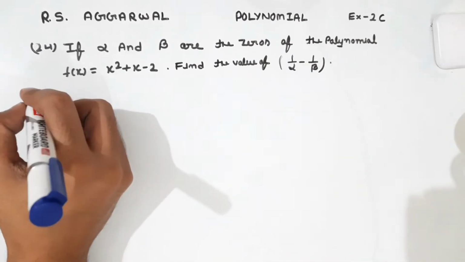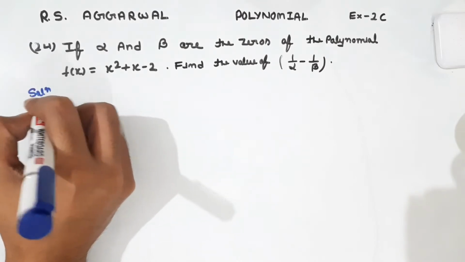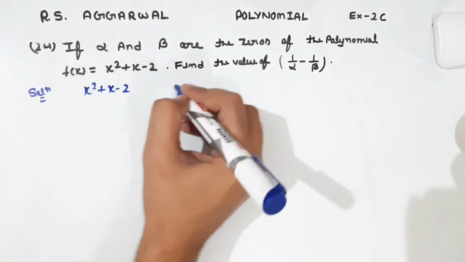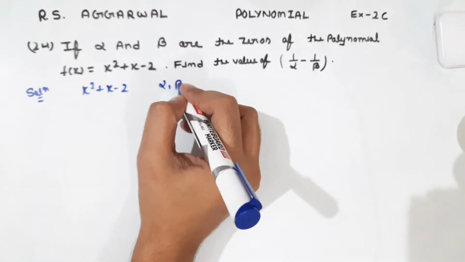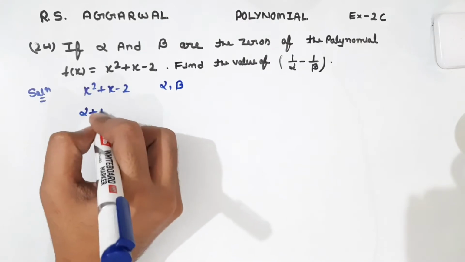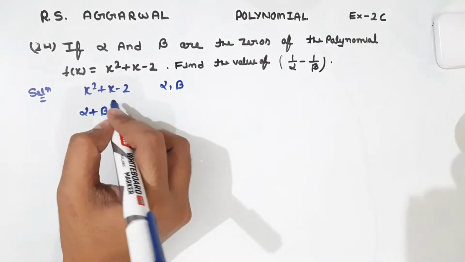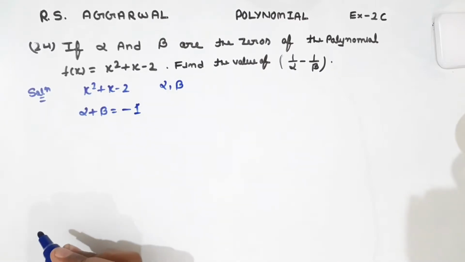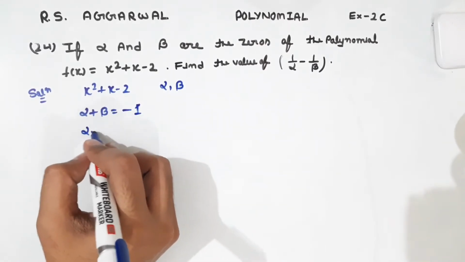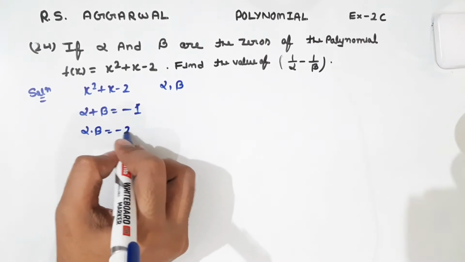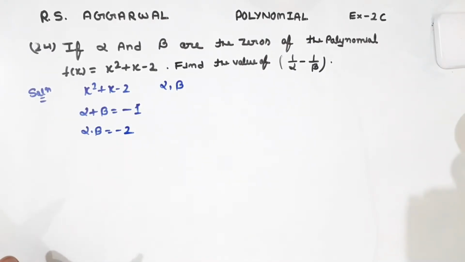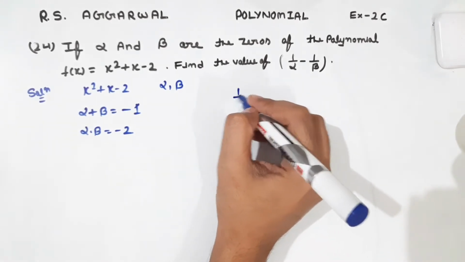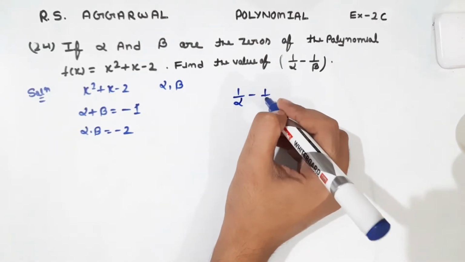So in this problem, we have a quadratic polynomial x square plus x minus 2 whose zeros are alpha and beta. So sum of zeros will be equal to minus b upon a, so minus 1, and product of zeros will be equal to minus 2. So we have to find the value of 1 upon alpha minus 1 upon beta.